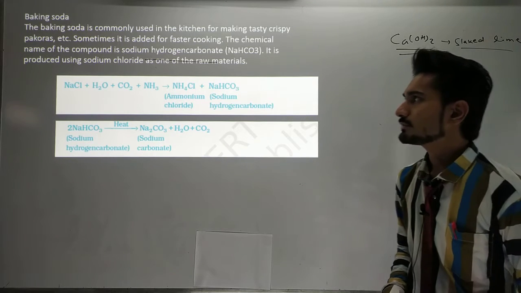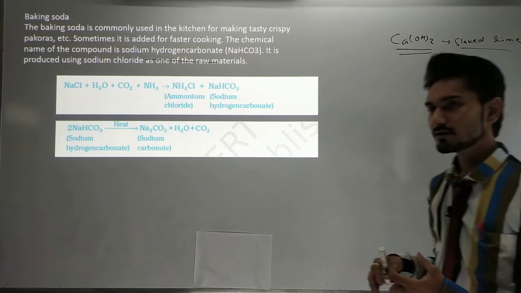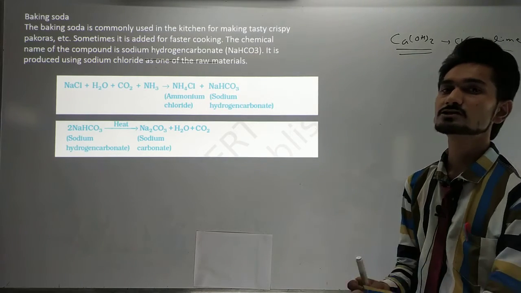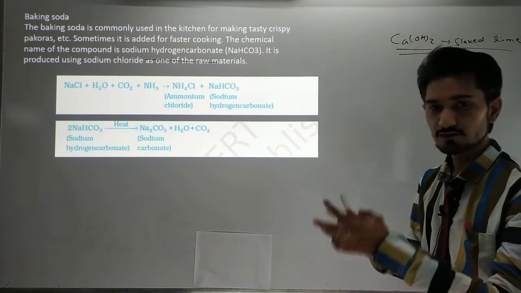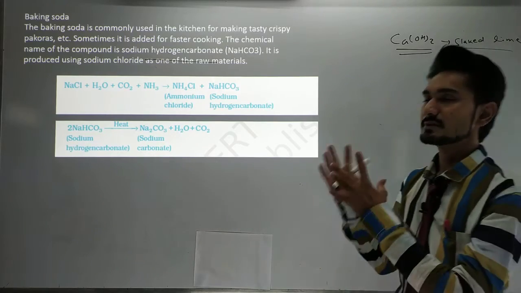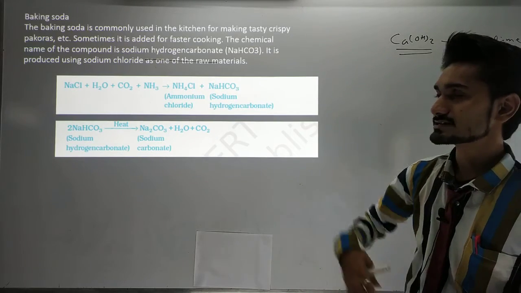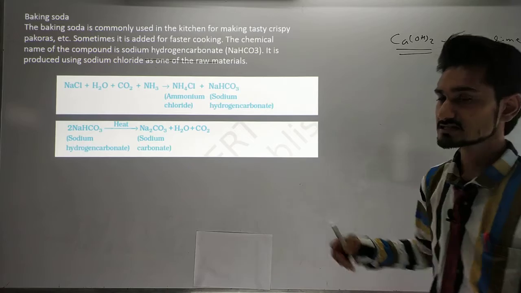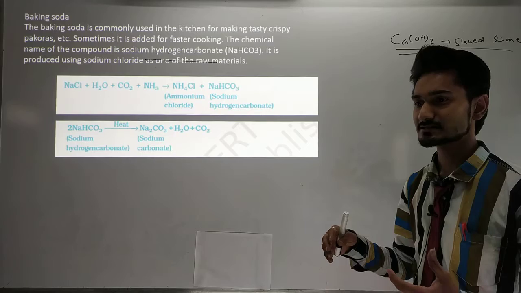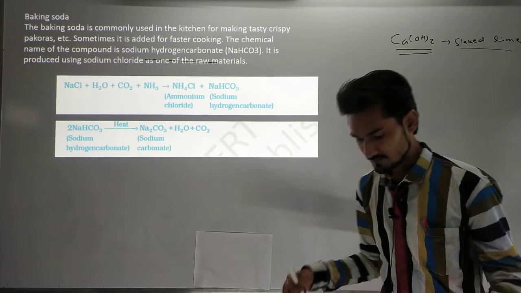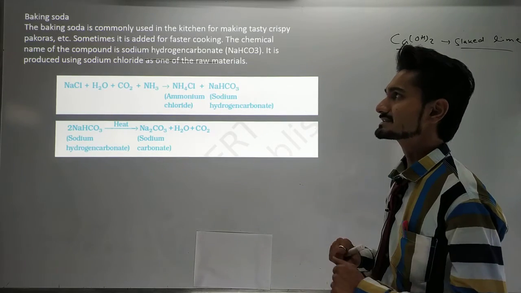Now, if we want to make baking soda, you have already heard the word baking soda. It is used in most foods where we have to make the dough rise. We use baking soda there, and it is also used in the tasty crispy pakoras we sometimes eat in the rainy season. In that, mummy puts in a little bit of baking soda, which relieves the acidity, because it is a base. That is the main use, and that is the main purpose we use it for.